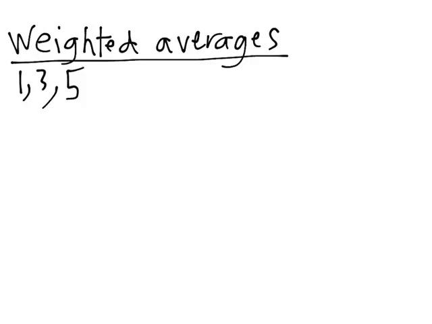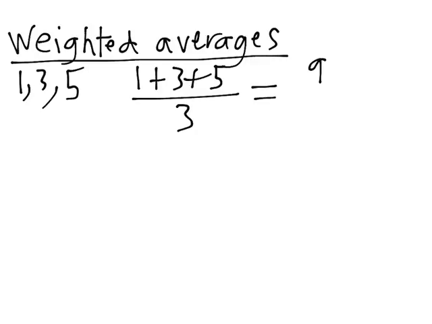If we wanted to take the average normally of these numbers, we would add them up, 1 plus 3 plus 5, and divide by the total number, 3. This is equal to 9 over 3, which equals 3. However, say we wanted to give the number 1 four times as much weight as the numbers 3 and 5. Then we can give 1 a weight of 4, 3 a weight of 1, and 5 a weight of 1.